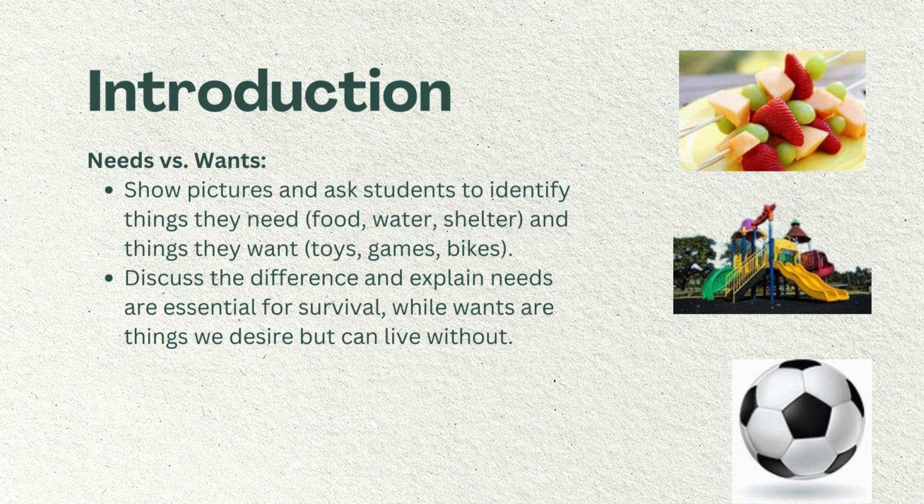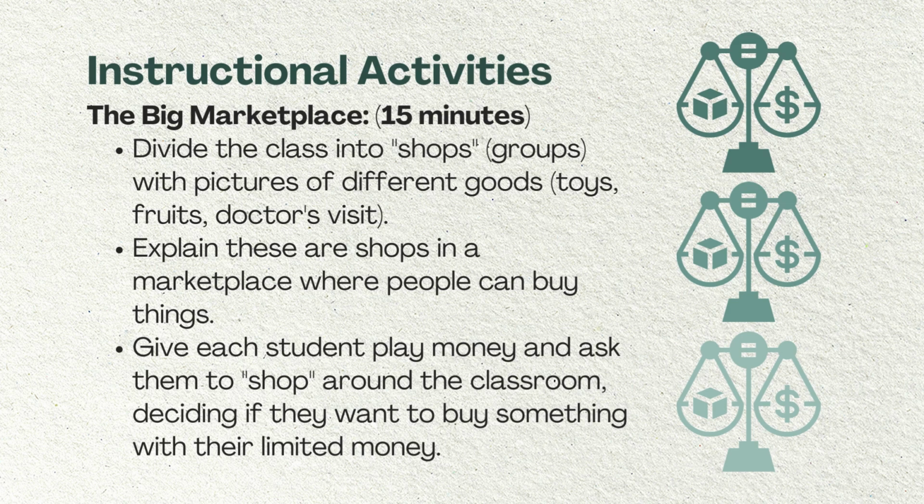Now we're getting into the lesson. So this is the introduction. We want to introduce this to the students and look at what needs versus wants. So the first thing we'd like to do is to show pictures and ask students to identify things they need, such as food, water, and shelter, and things they want, such as toys, games, and bikes. We also want to discuss the difference and explain needs are essential for survival, while wants are things we desire but can live without. The introductory activity is called the Big Marketplace.